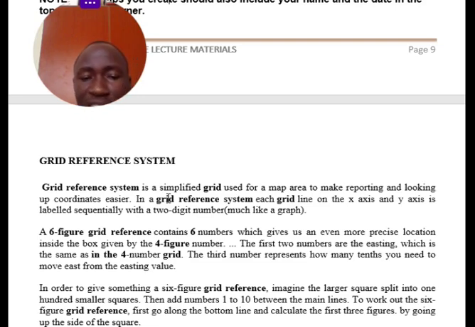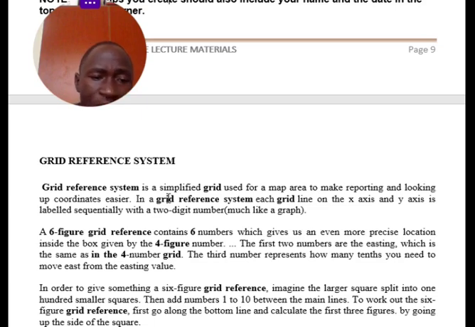easier. They are saying that in a coordinate system, each grid line on the x-axis and also on the y-axis is labeled with 2 digits. So when you look at the grid square, that small box or what you can term as a pixel, it has 2 digits written onto those grid squares.